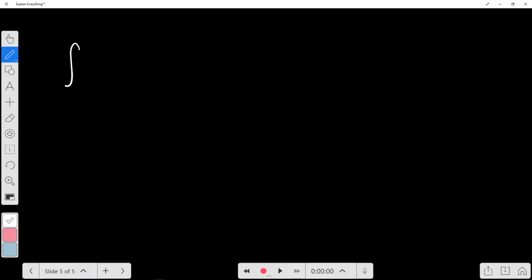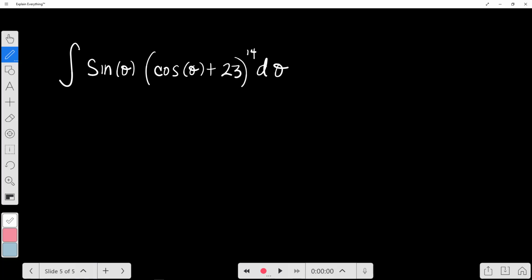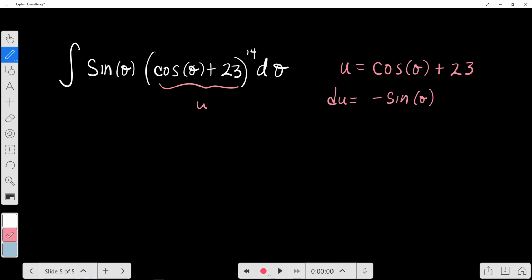So this is sine theta times cosine theta plus 23 to the 14th power d theta. So I'm going to let this be my inside. So u equals cosine theta plus 23. The derivative of cosine is minus sine. And then of course 23 is a constant, it goes away.